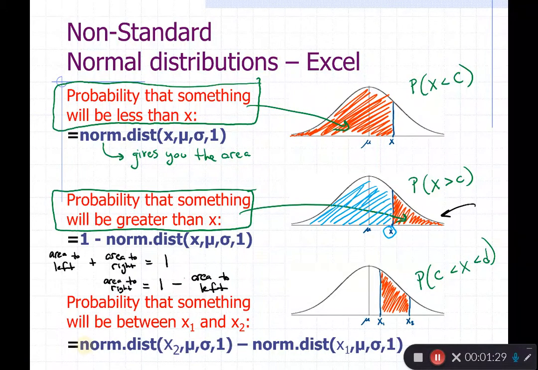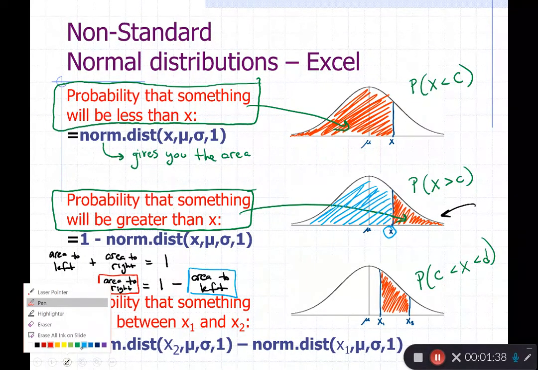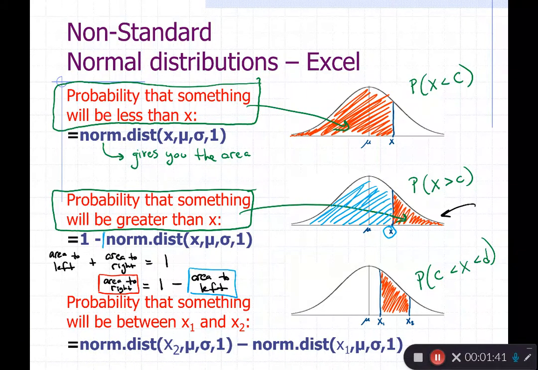Okay, so the area to the left is the blue. The area to the right is the red. That's what we want. And Excel here is giving you the area to the left of x. Okay, so this is our rule of complements. We covered it back when we were discussing the introduction to the topic of probability. It's one of the rules. We had the addition rule, the multiplication rule, the complements rule. This is the complements rule.